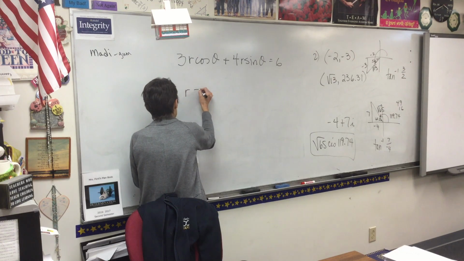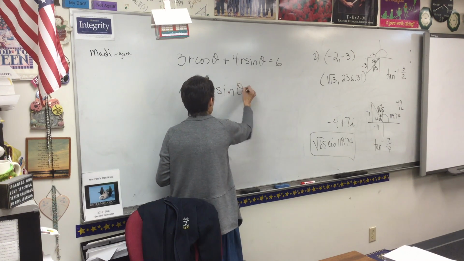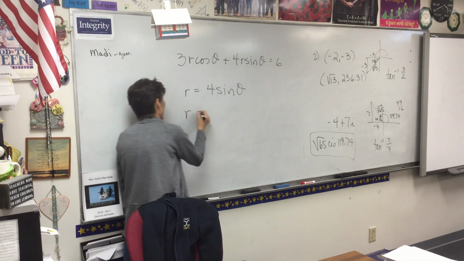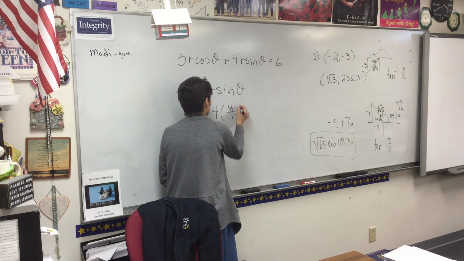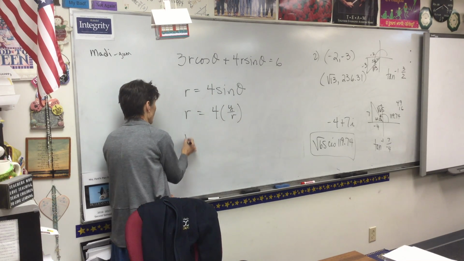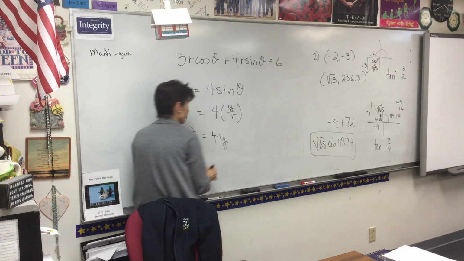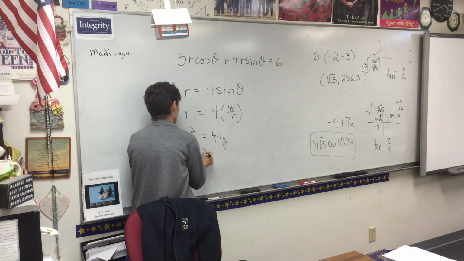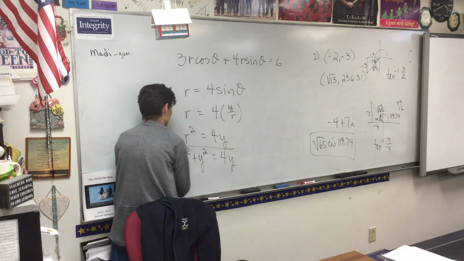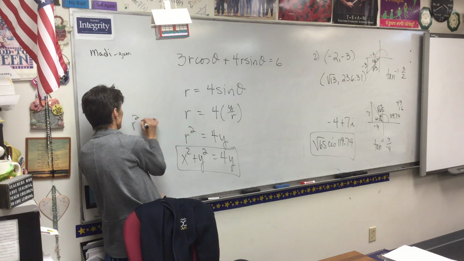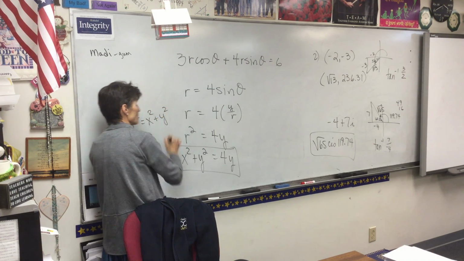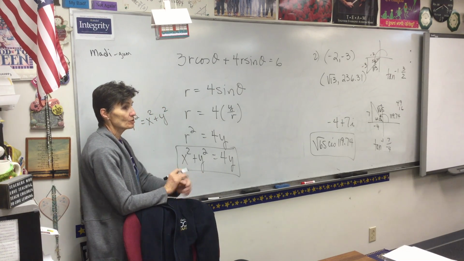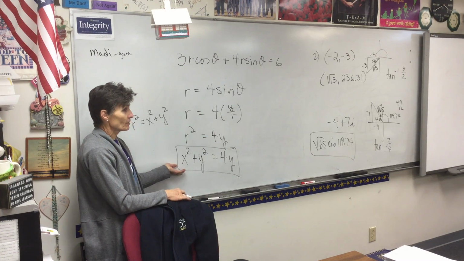Now, what about this one? This one takes a little more effort. So what do we do first? Sine is y over r. And then r squared equals 4y. And then r squared equals x squared plus y squared. Perfect. Remember that r squared equals x squared plus y squared. That's the Pythagorean theorem. Done. That's all there is to it. You feel like you got that one? Yep.